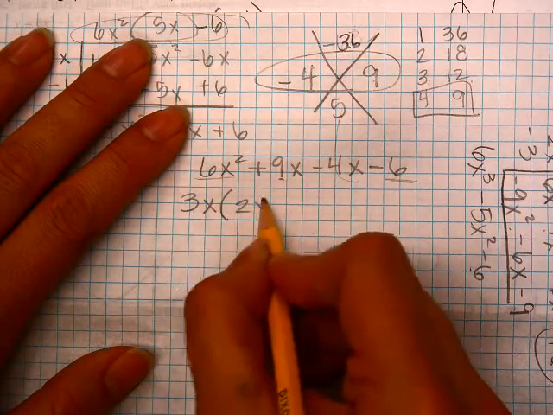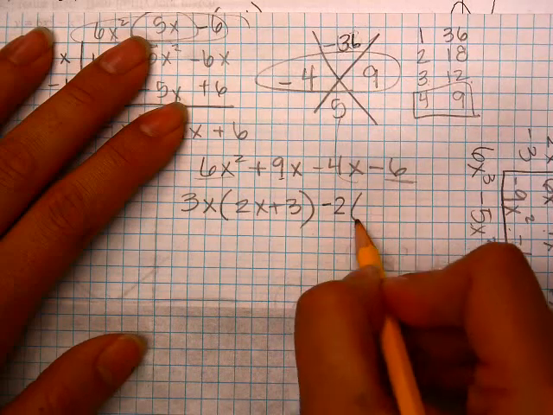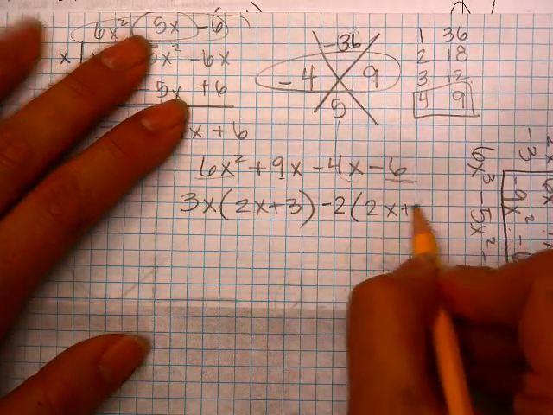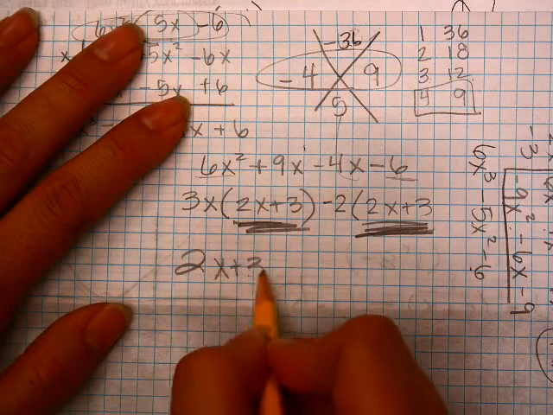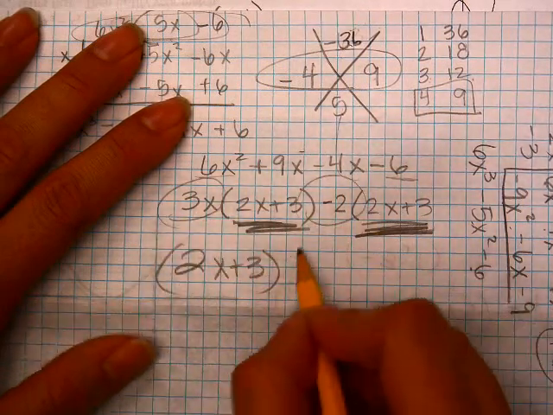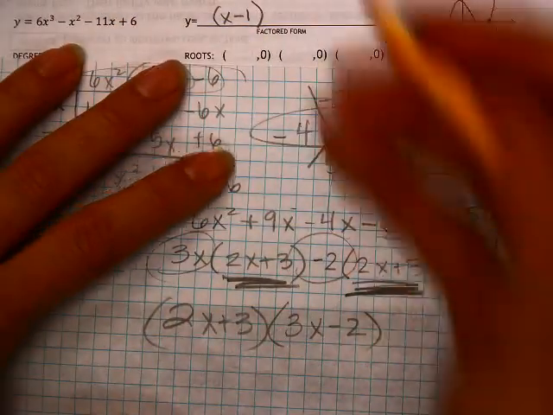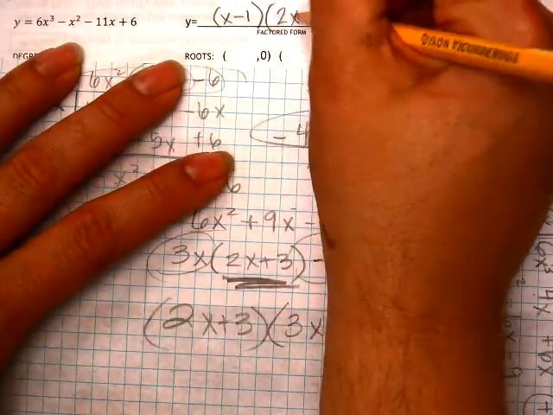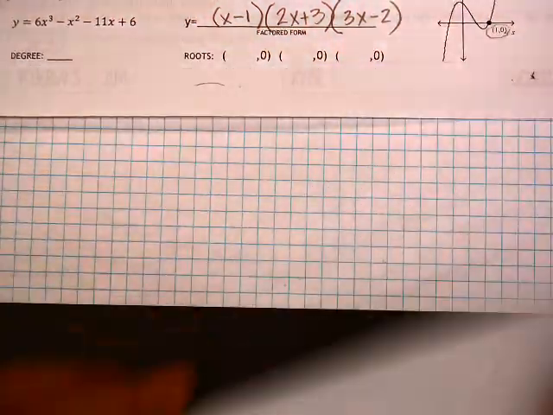I'm left with 2x plus 3. I pull out a negative 2, and I'm left with 2x plus 3. Oh, happy days, because those are the same. So I now pull that out of both of them, and this leftover stuff becomes my other factor. So in factored form, I have all this mess is factored form.